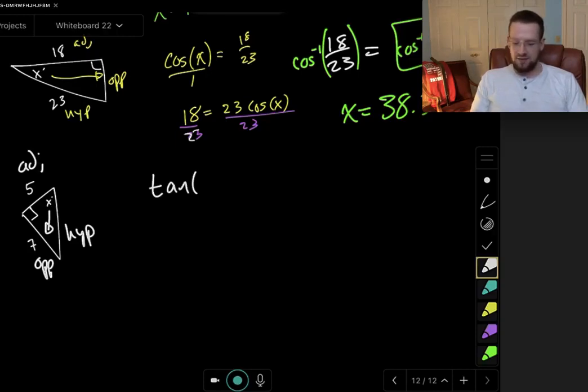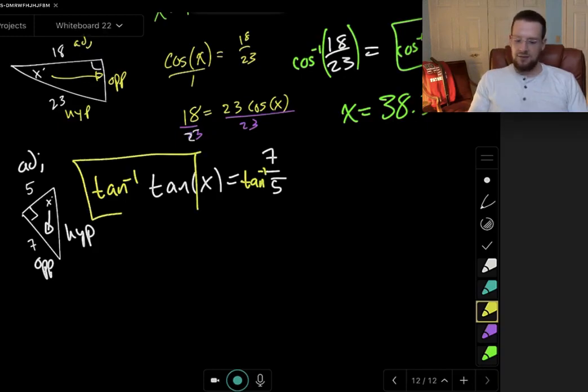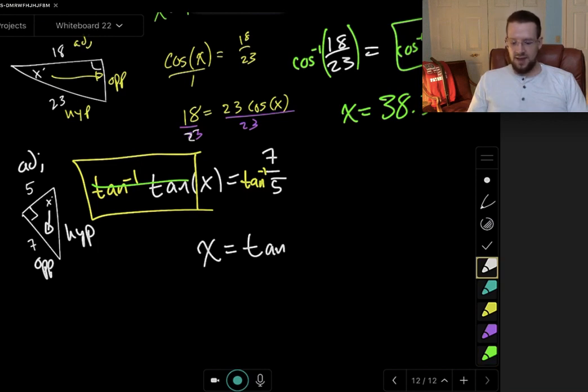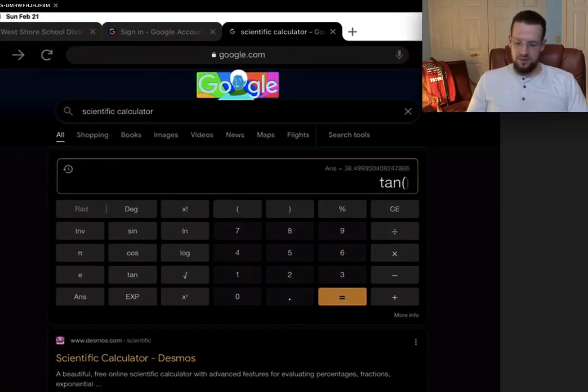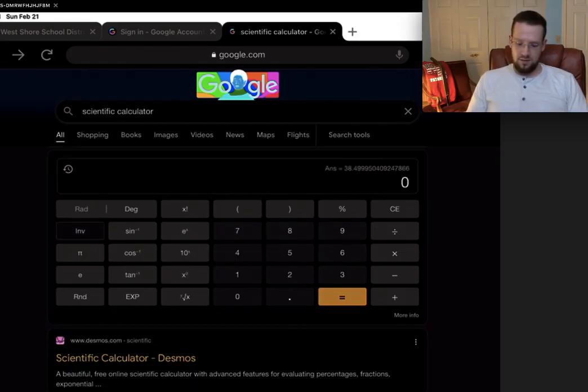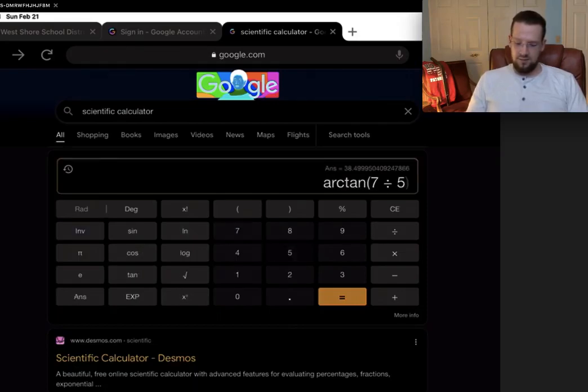So tangent of x is equal to the opposite over adjacent, so 7/5. And in fact, we can take the inverse of both sides right here. Notice that I don't have to do a cross multiplication. I can just cancel these out right here. So this reduces right to x, and x is the tangent inverse of 7/5. Tangent inverse of 7/5. Looks like 54.5.